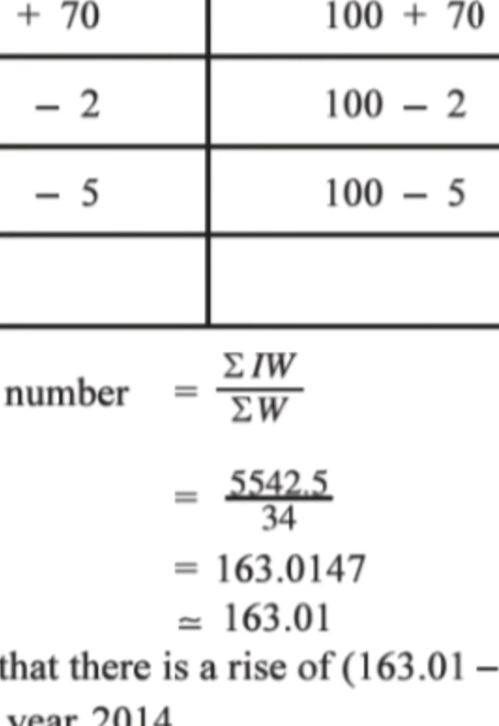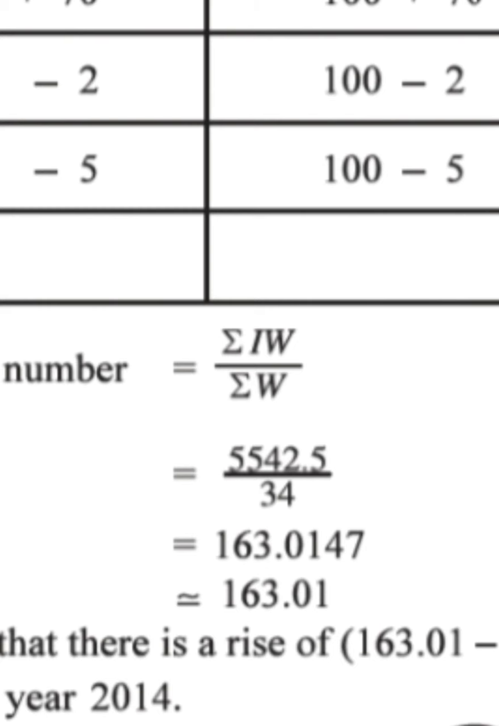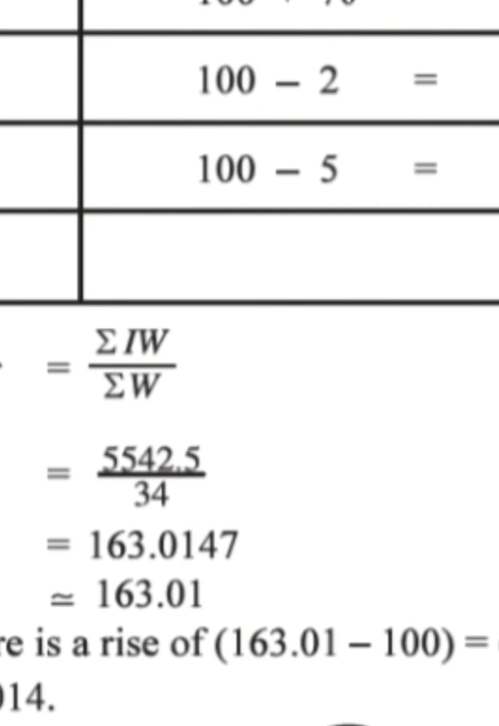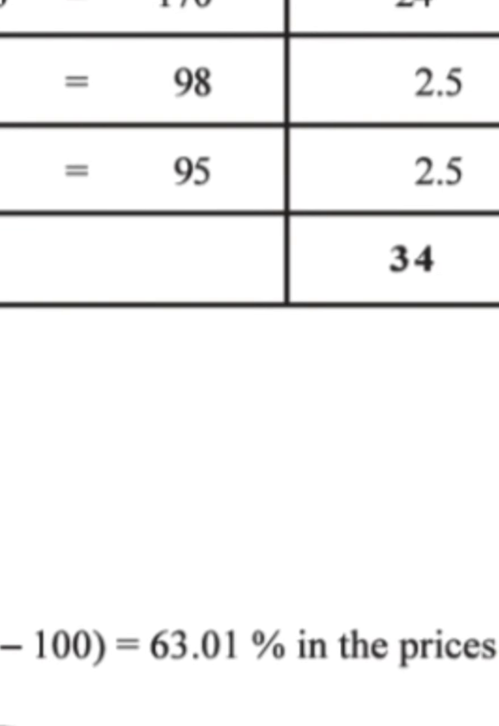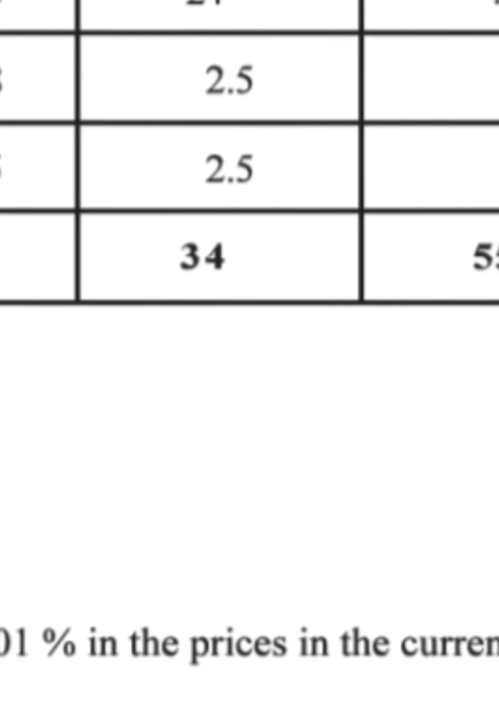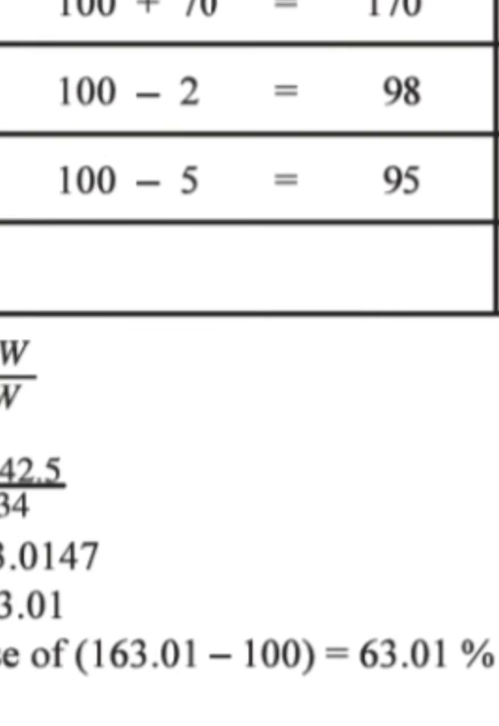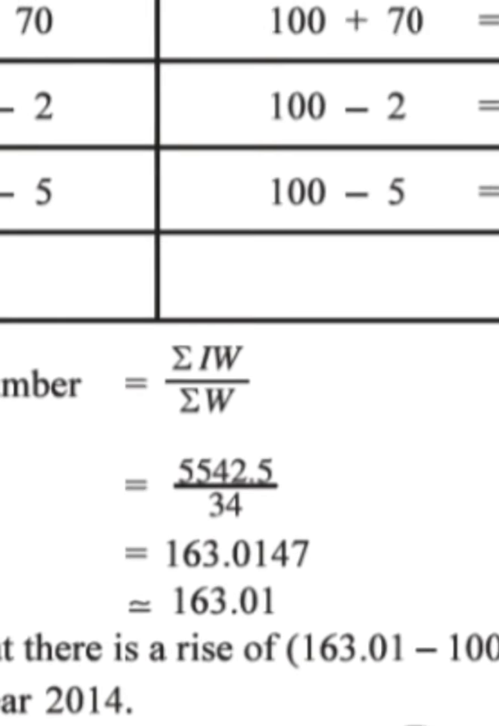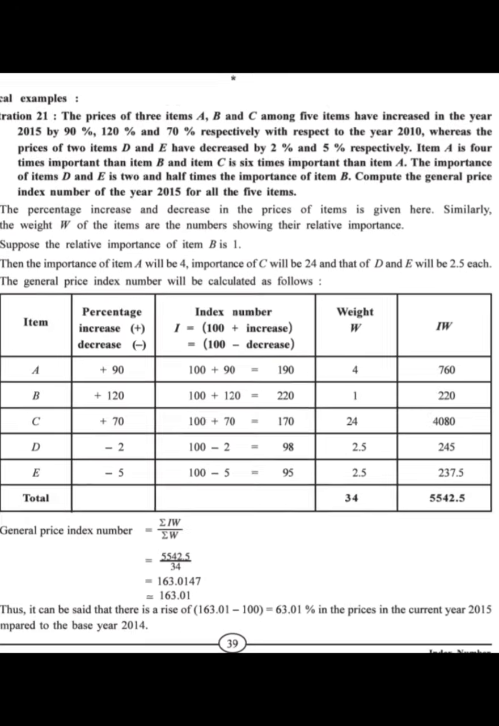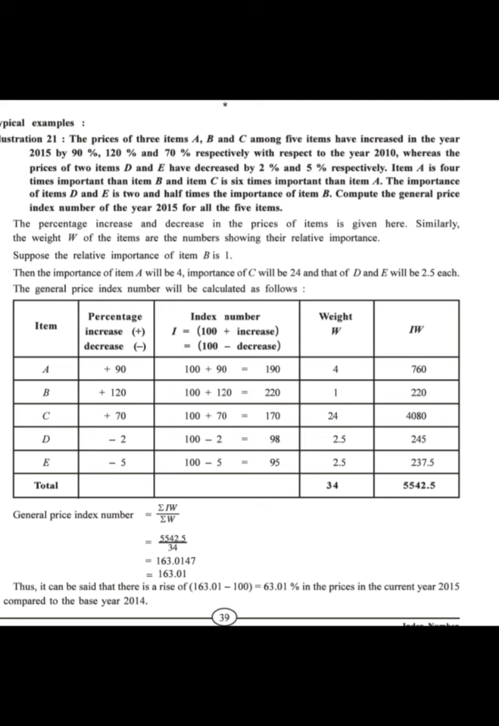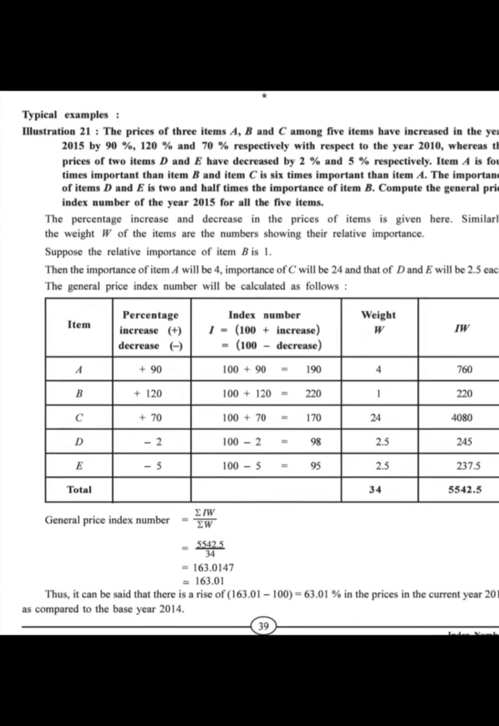So again over here you would find that there is a rise in the index number. So 163.01 minus 100 will give you 63.01% rise in the prices in the current year, that is the year 2015, in comparison to the base year 2014, right? So that is how we do this 21st sum.